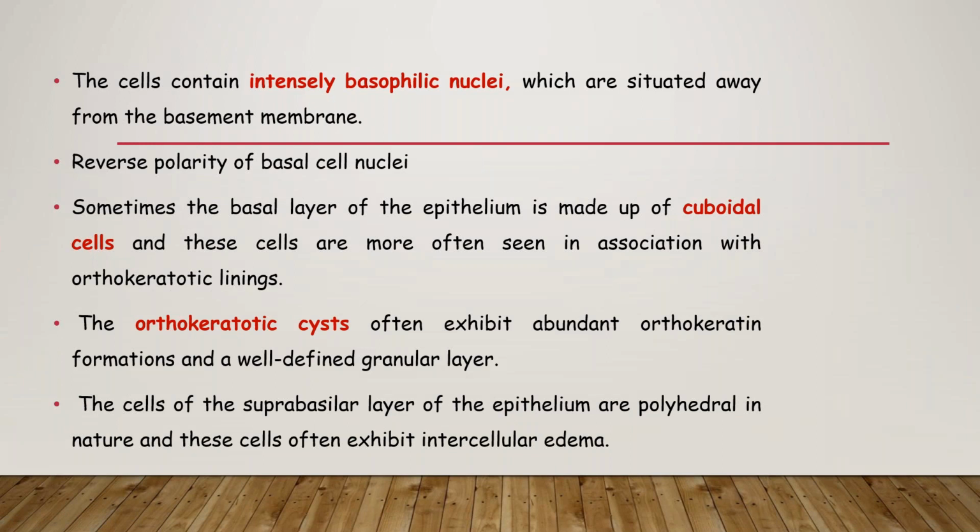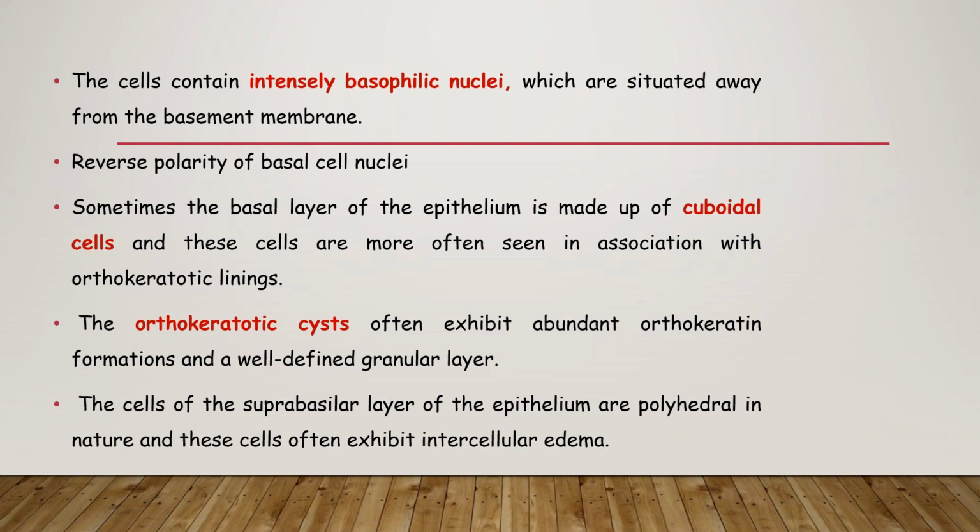The cells contain intensely basophilic nuclei, which are situated away from the basement membrane. There is a presence of reverse polarity of basal cell nuclei. Sometimes the basal layer of epithelium is made up of cuboidal cells, and these cells are more often seen in association with orthokeratotic linings. The orthokeratotic cysts often exhibit abundant orthokeratin formation and a well-defined granular layer, which is a peculiar feature of orthokeratinized epithelium.